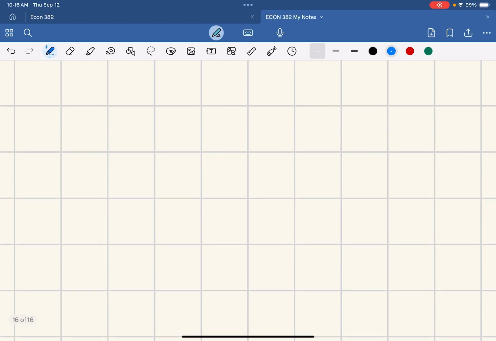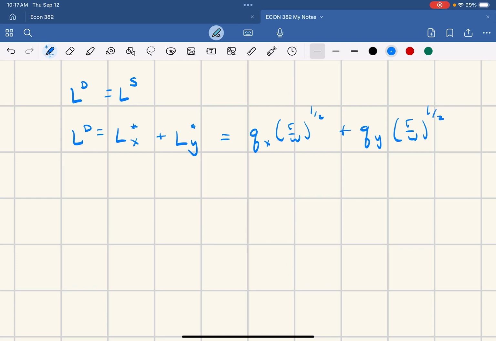What we know from our market clearing conditions is that the demand for labor has to equal the supply of labor. So we know that the demand for labor is equal to what we found for LX star and add up for how much is for firm Y. So this is QX times RW to the 1/2 plus QY RW to the 1/2. Now, we have this QX and QY. We want to put X double star in for our optimal quantity and Y double star for this. And that's the market clearing condition, that the quantity supplied by the firm is equal to the quantity demanded by the consumer.